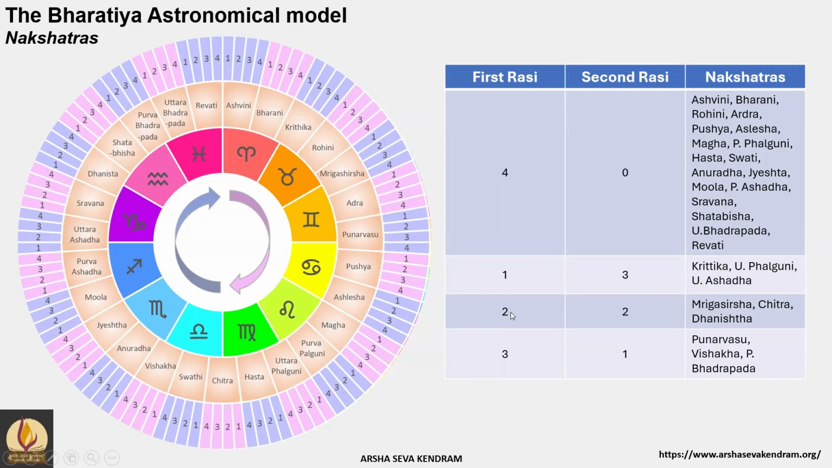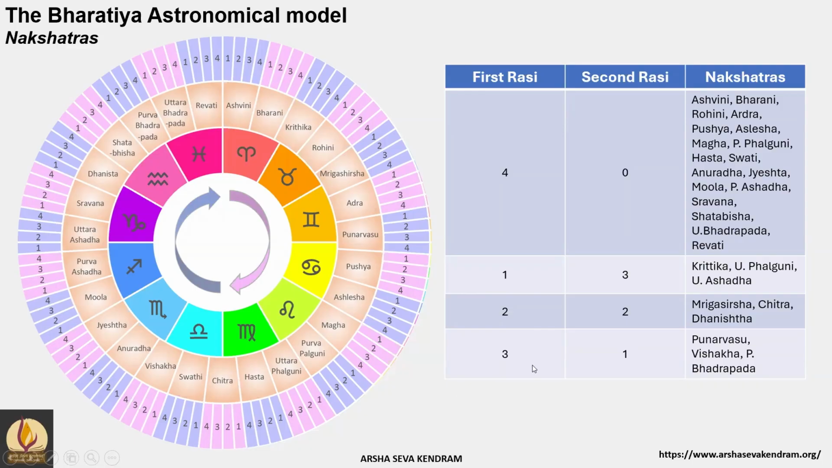Right? And there are some which have two, right? So Mrigashirisha, Chitra, and Dhanishta. Mrigashirisha has 2 padas in Rishabha and 2 padas in Mithuna. Similarly, Chitra has 2 padas in Kanya and 2 in Tula, and similarly Dhanishta.